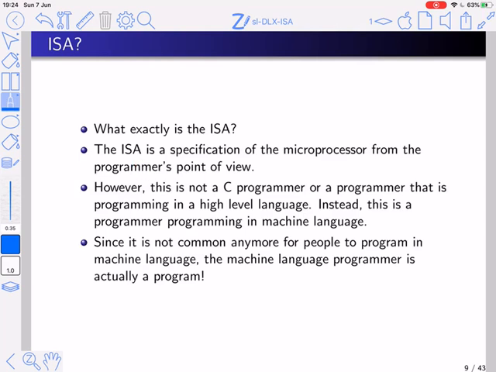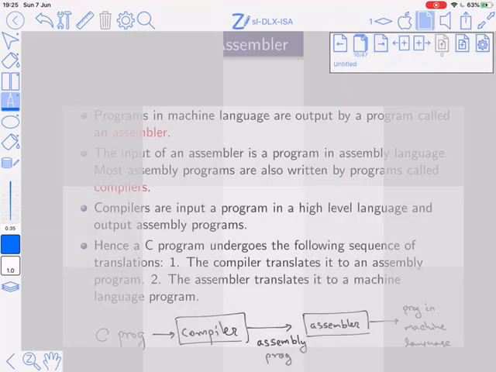In fact, this programmer is no longer a person. It is not common for people to write programs in machine language anymore. This was perhaps true in the 60s and the 70s of the previous century. People do not do that usually anymore. The machine language programmer these days is a program by itself. Let's elaborate on this.